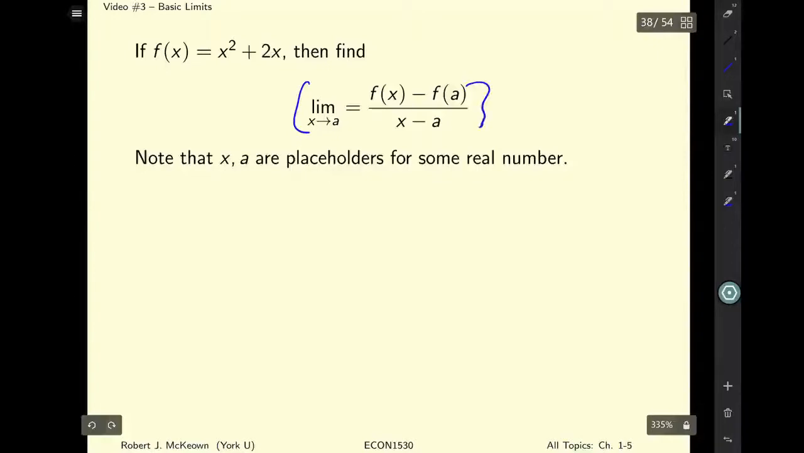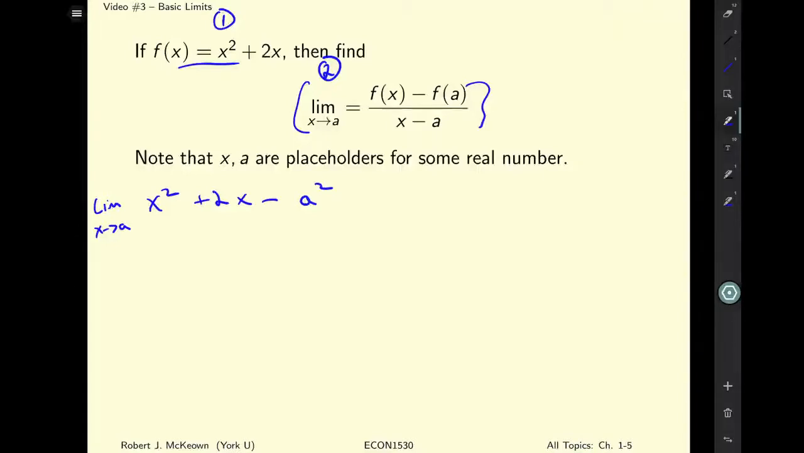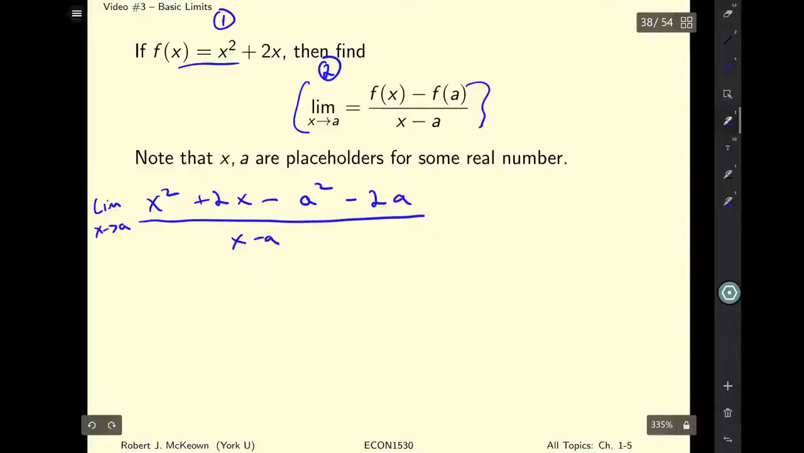So to get started here, I'm going to rewrite this thing using this. We've got two equations in some sense here. Let me write out the limit. I've got x squared plus 2x minus a squared, right? Wherever there's an x, I'm going to put an a, minus 2a. And that whole thing is divided by x minus a.